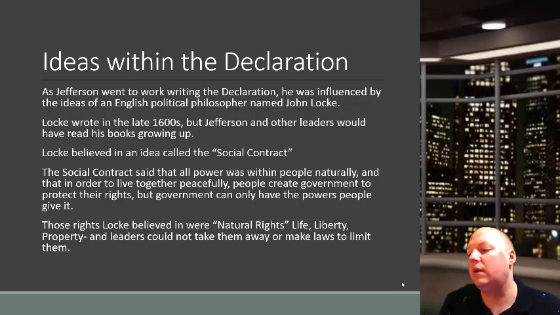So he's going to take these ideas called the social contract, and he's going to roll that into the Declaration. So again, the social contract is we all have this power inside of us, and we together take this power and create a government to protect our rights. And again, our natural rights, these are rights that we are born with, are life, liberty, and property. So in order to protect those rights from each other, we create government.